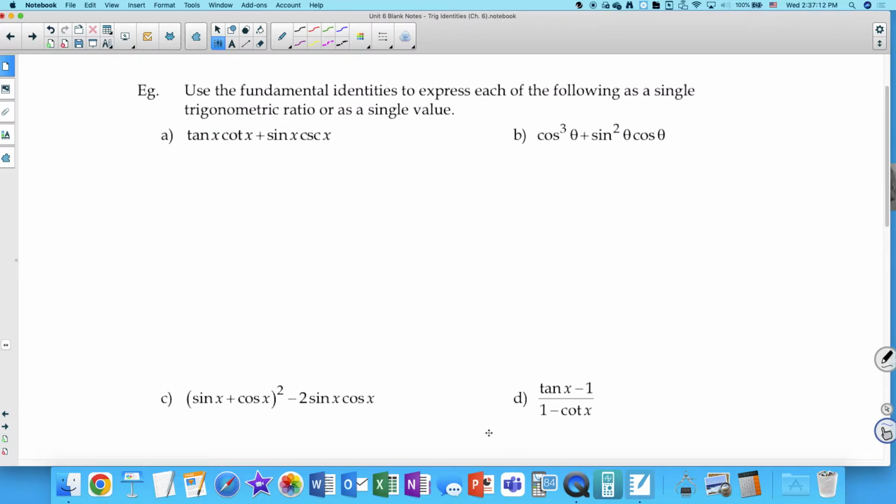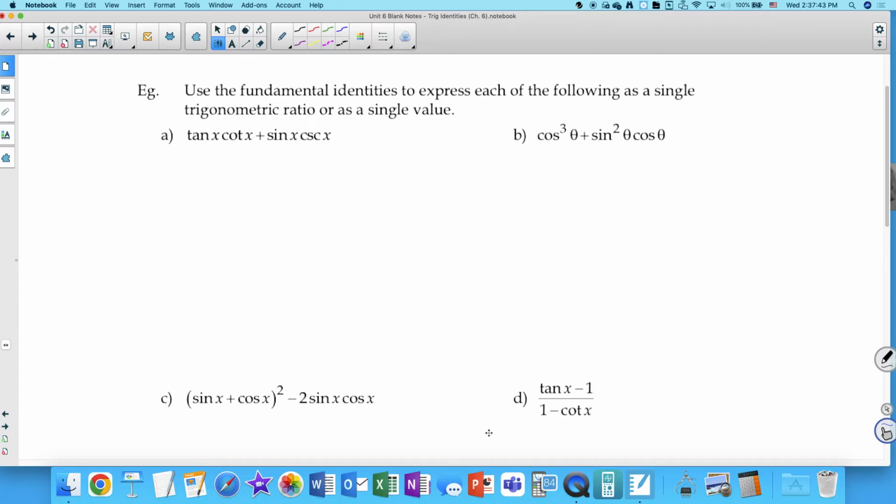Use the fundamental identities to express each of the following as a single trigonometric ratio or a single value. So we either want a single trig ratio or we want a single value. All right, so this first question, where might you start there?